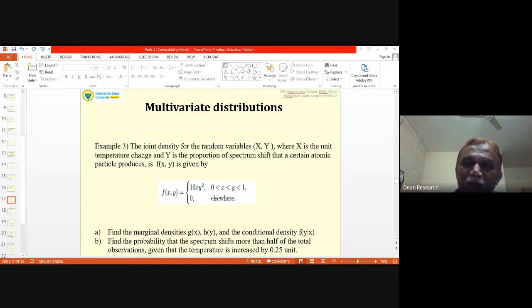So this problem given is from physics. All right. So x is the unit temperature change, and y, as you heard, is the proportion of spectrum shift that a certain atomic particle produces. The joint PDF is given by f of x comma y. It is a continuous random variable: 10xy square, where both x and y lie in the interval 0 comma 1, and furthermore, x is always less than y. This is the condition given. 0 outside.